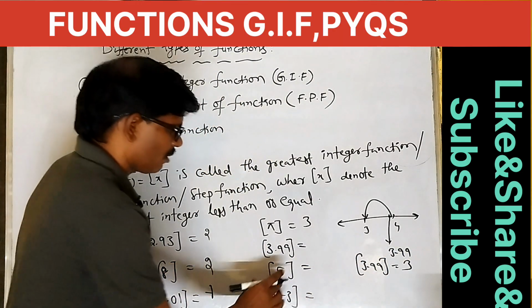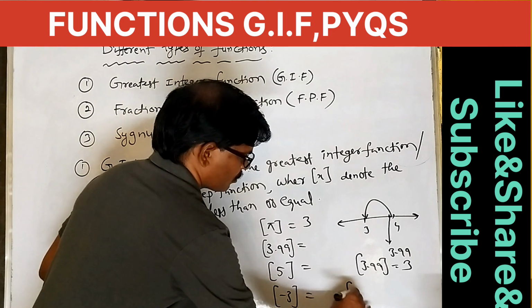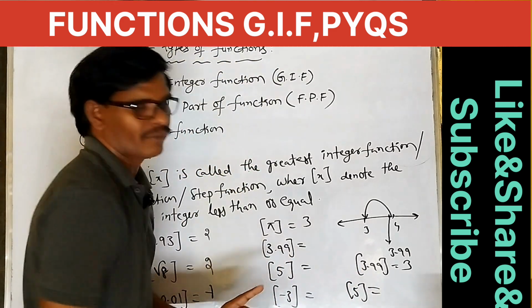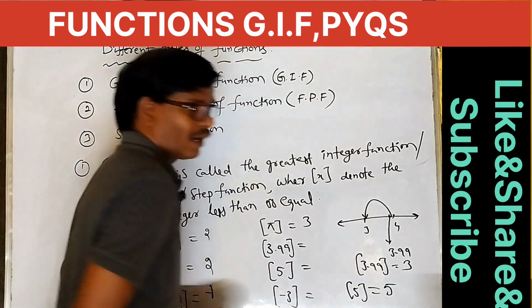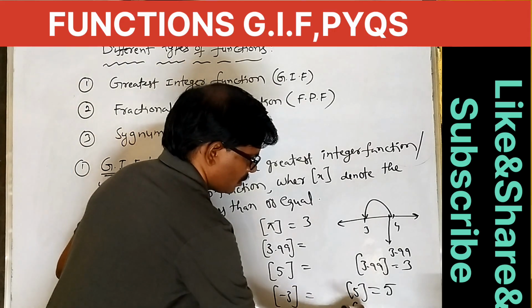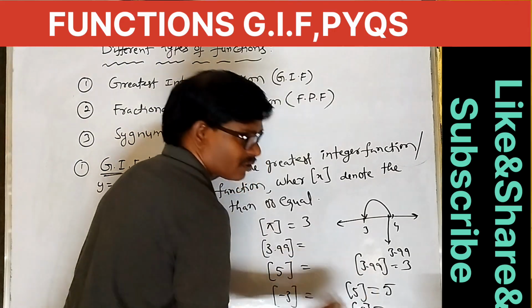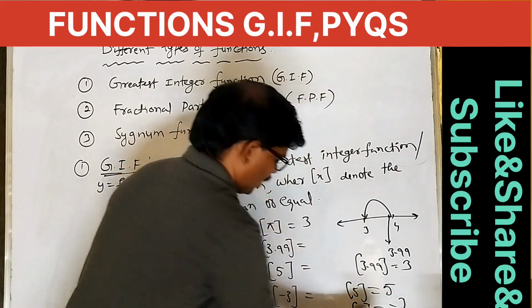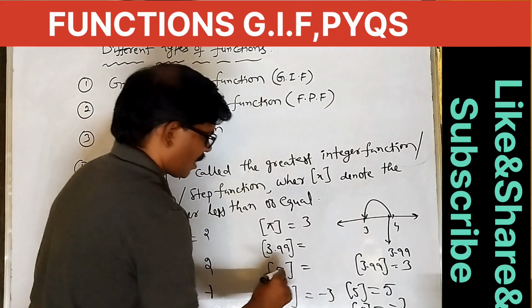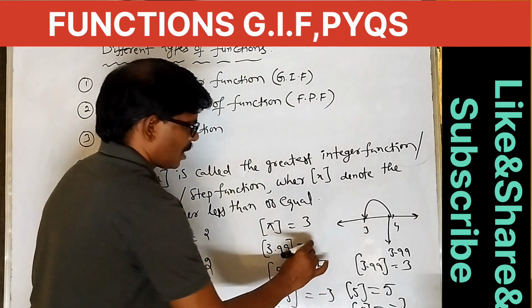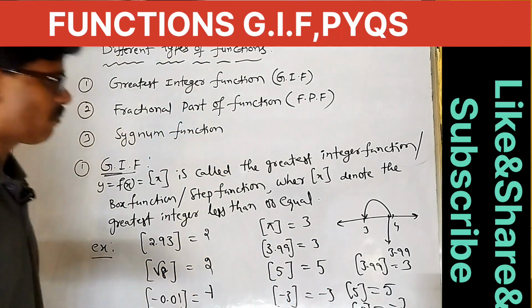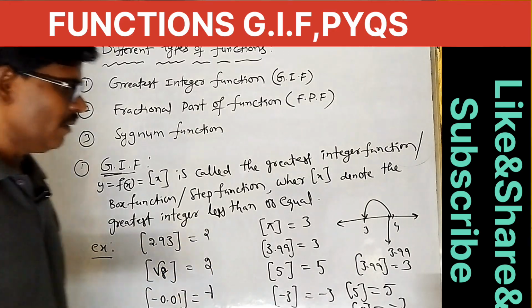Next, what is the step value of 5? Step of 5 is equal to 5. Next, step of minus 3. This is also an integer, so step of minus 3 is minus 3, our answer. Okay, this is the step function.